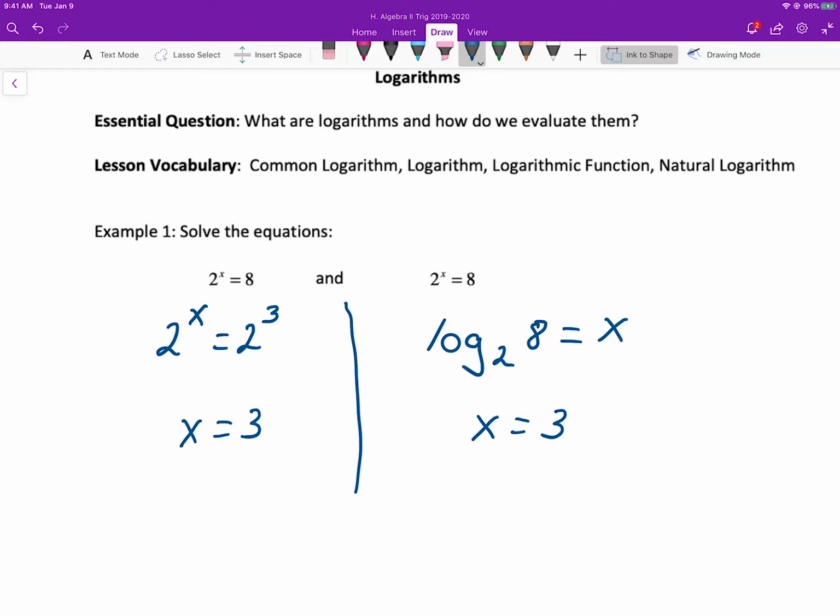We don't know why yet, but I'm going to explain that to you as the lesson goes on, that all of this is going to be equivalent to 3. And that's what we're going to learn today.